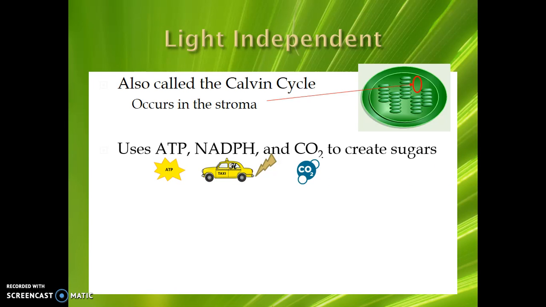So in step 2, we need the ATP we created, we need that high-speed taxicab NADPH we created, and we need to bring in one more thing. We need to bring in carbon dioxide, CO2. The plant is going to get that from out in the atmosphere, floating around. So it's going to pull that in through pores in its leaves. And we're going to use these 3 things to create sugar, food for the plant, and food for anything that eats the plant.